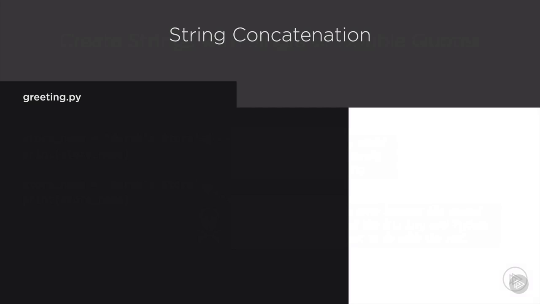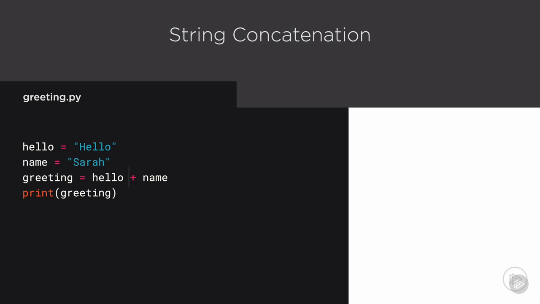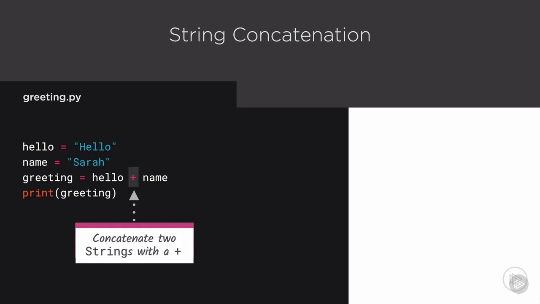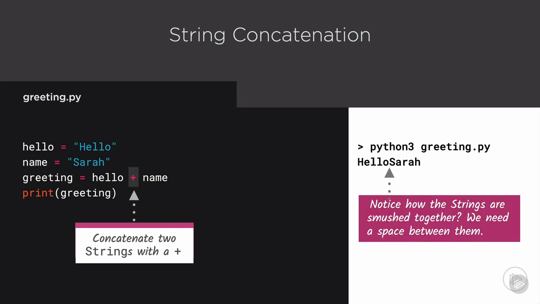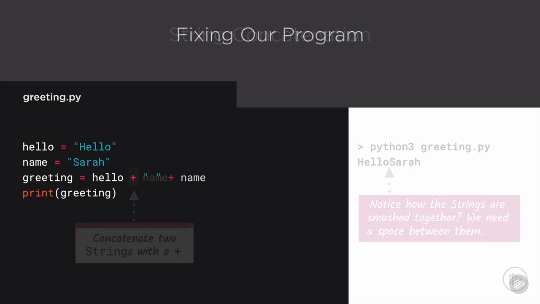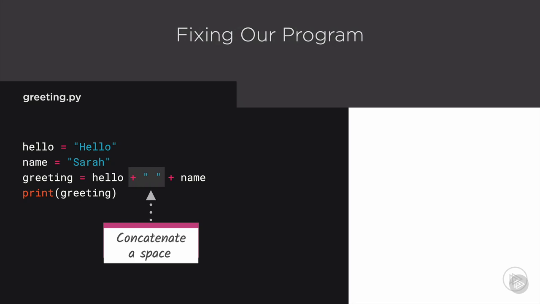What if we want to concatenate or put two strings together? We can join two strings with the plus operator. If we have the string hello and the string name, we can concatenate them by using the plus operator and saving them to the variable greeting. If we then print greeting, we see hello Sarah. It looks a little funny because the two strings are smushed together and we need to add a space between them. Let's fix our program by concatenating a space inside the greeting as well. We can do that by using the plus symbol just as if we were adding multiple numbers together. If we run this, we can see the space added.